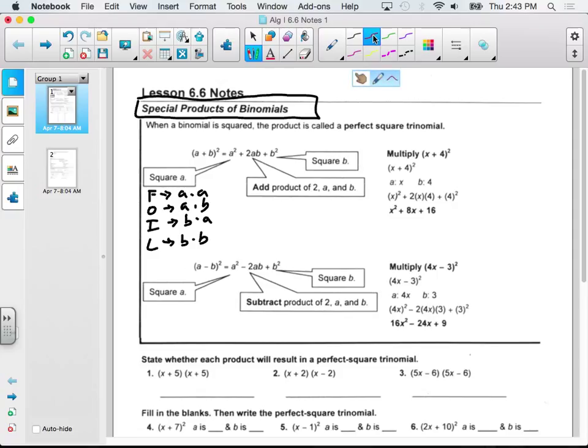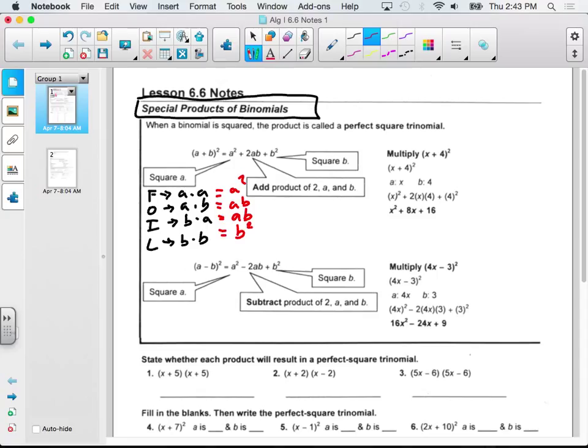Alright, so we FOIL it out. A times a equals a squared. A times b equals what? AB. B times a equals? AB. Then, last one, b times b is?